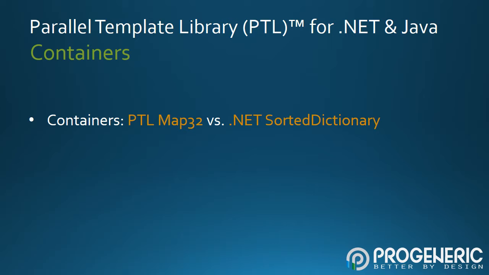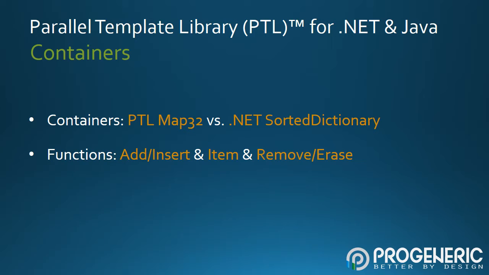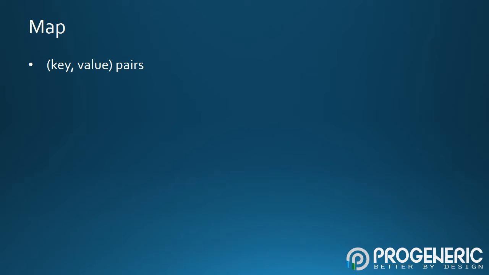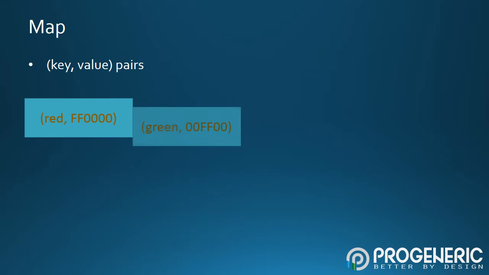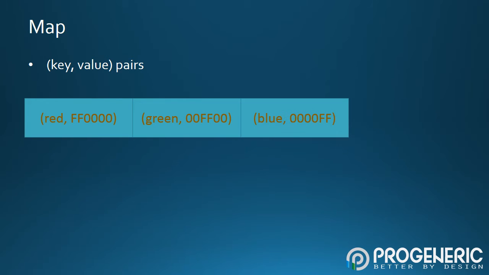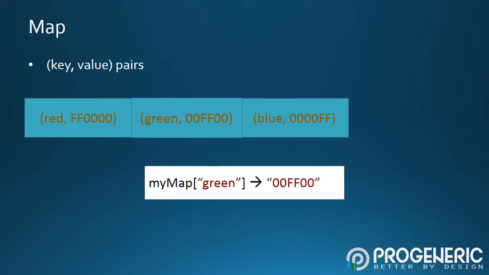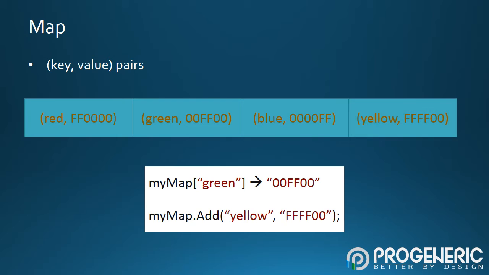.NET SortedDictionary container. During the demo, we'll add, retrieve, and remove elements from both containers. A map is a variable size collection of key-value pairs. Its primary usage is the efficient retrieval of elements or values based on their associated keys. It also implements the insertion and removal of elements very efficiently.